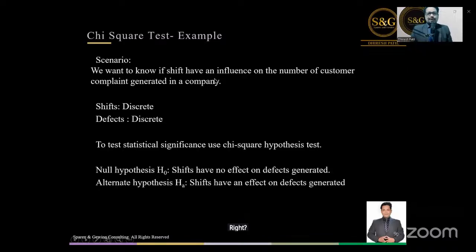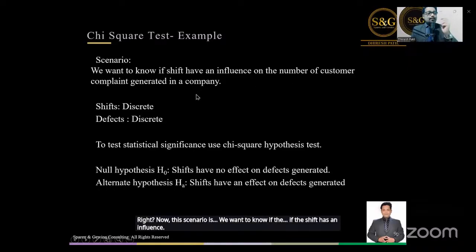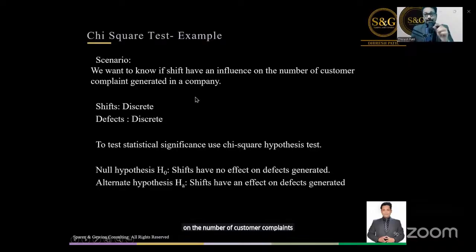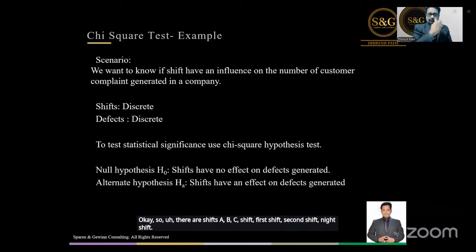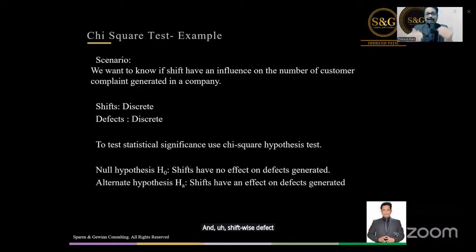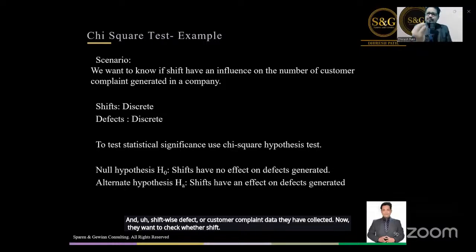Now, the scenario is we want to know if the shift has an influence on the number of customer complaints generated in the company. So there are shifts A, B, C, first shift, second shift, night shift, and they have collected shift-wise defect or customer complaint data. Now they want to check whether shift has any influence.